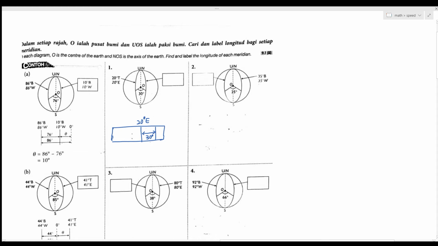Before that, let's identify where our Greenwich meridian is. This longitude is 20 degrees to the east of Greenwich, so your Greenwich meridian must be somewhere here. This is your Greenwich meridian, 0 degrees, and the angle between them is 20 degrees. That's why this longitude is 20 degrees east. Now we need to find the value of this other longitude. Let's say this is A. The value of the longitude is the angle between the Greenwich and longitude A. The angle between them is 50 degrees, to the east of the Greenwich meridian. So this is 50 degrees east.